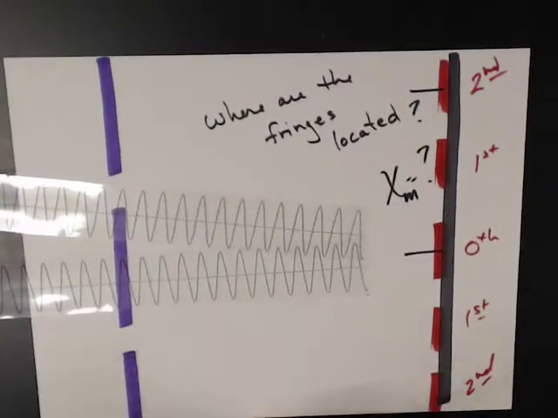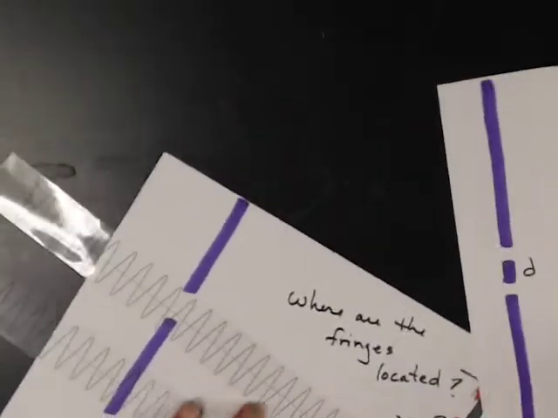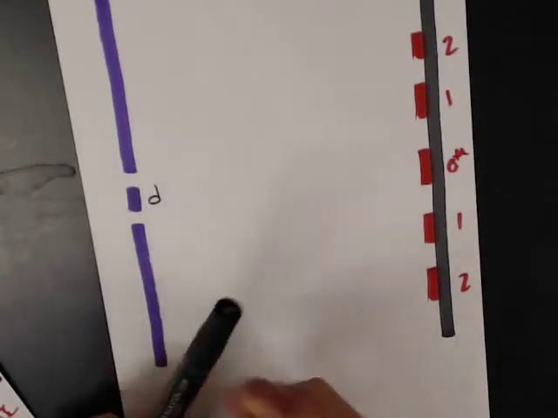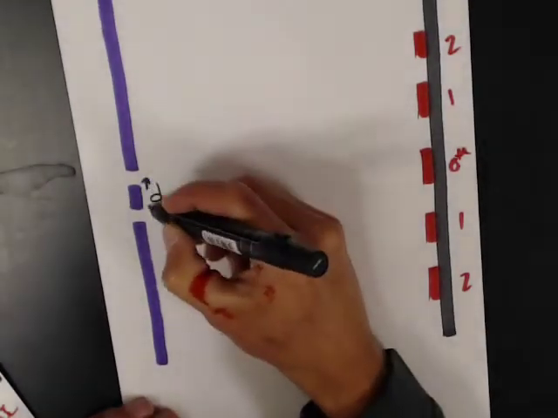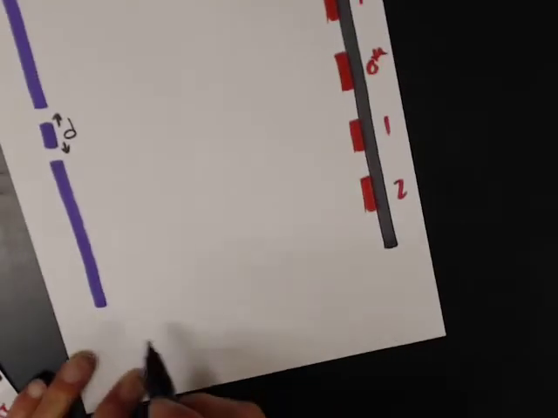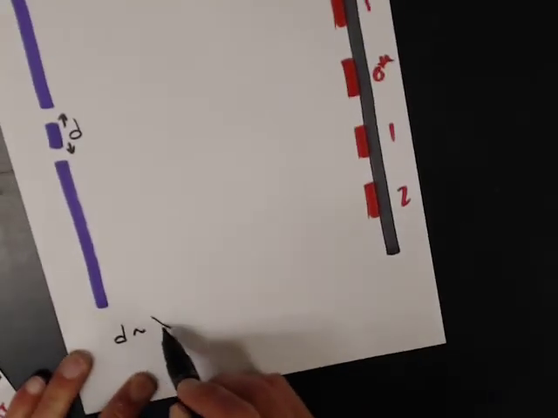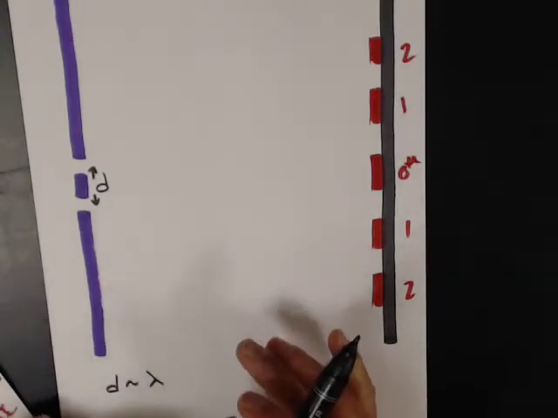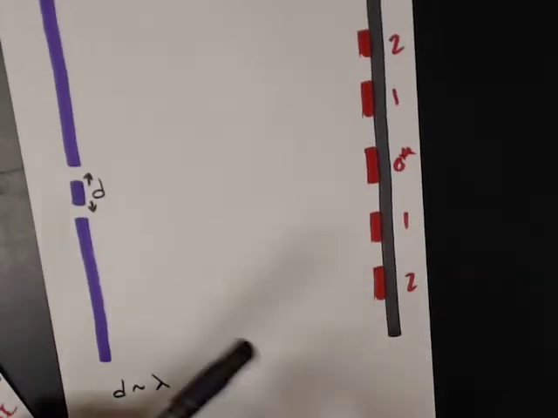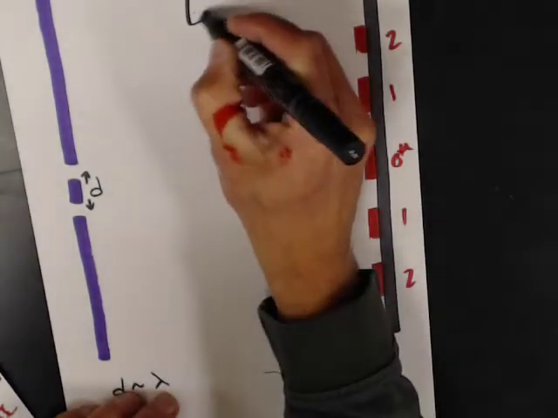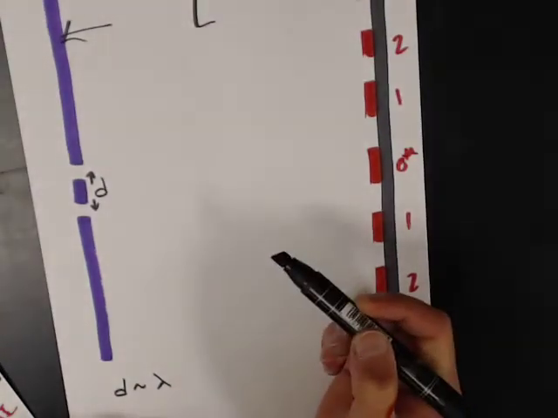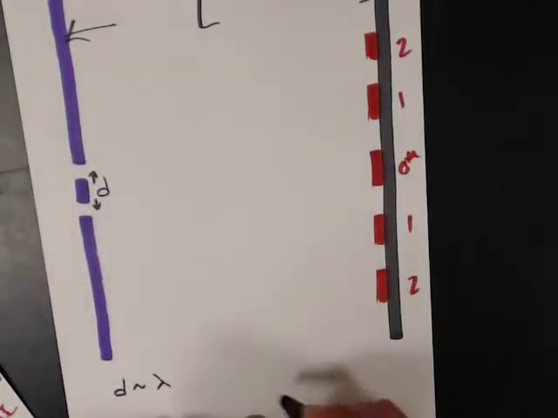So first we're going to have to make a few assumptions. First one, D, the distance between these gaps here, is on the order of the wavelength. It doesn't have to be exactly the same, just close. And next, L, the distance between the screen and D, so L is much, much larger than D.